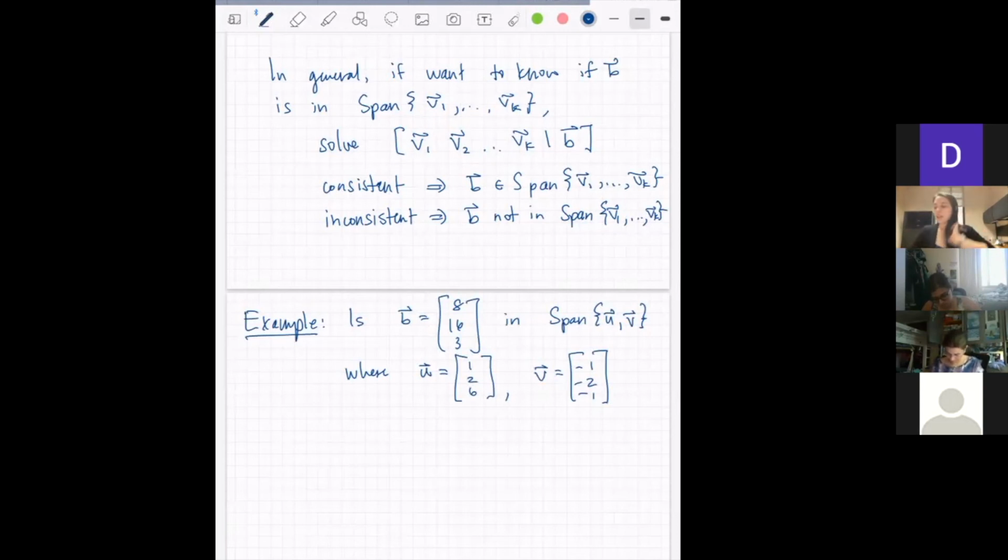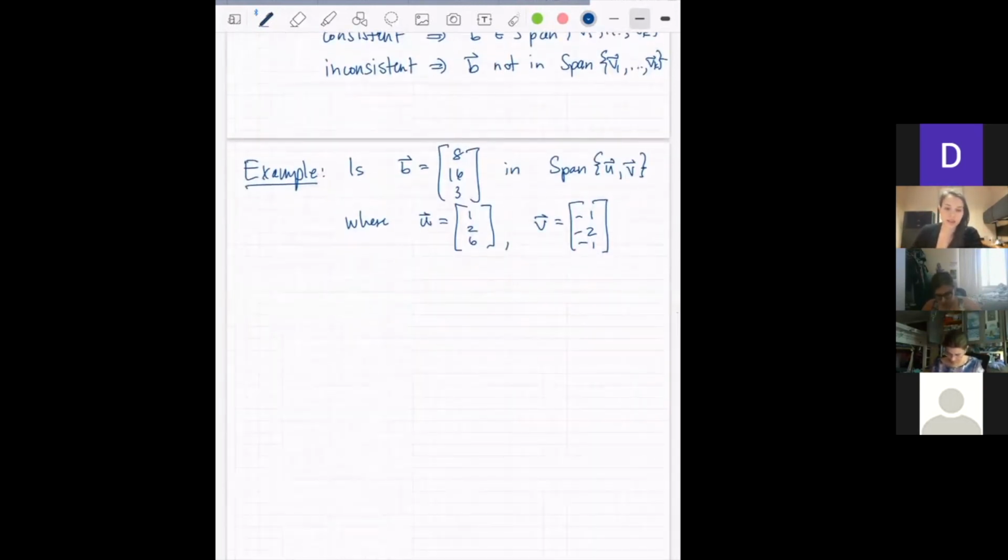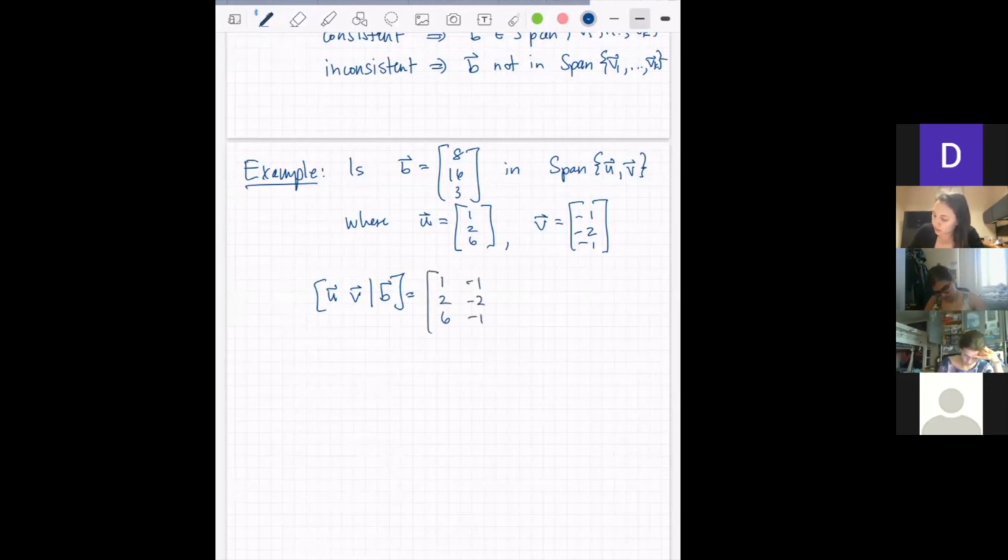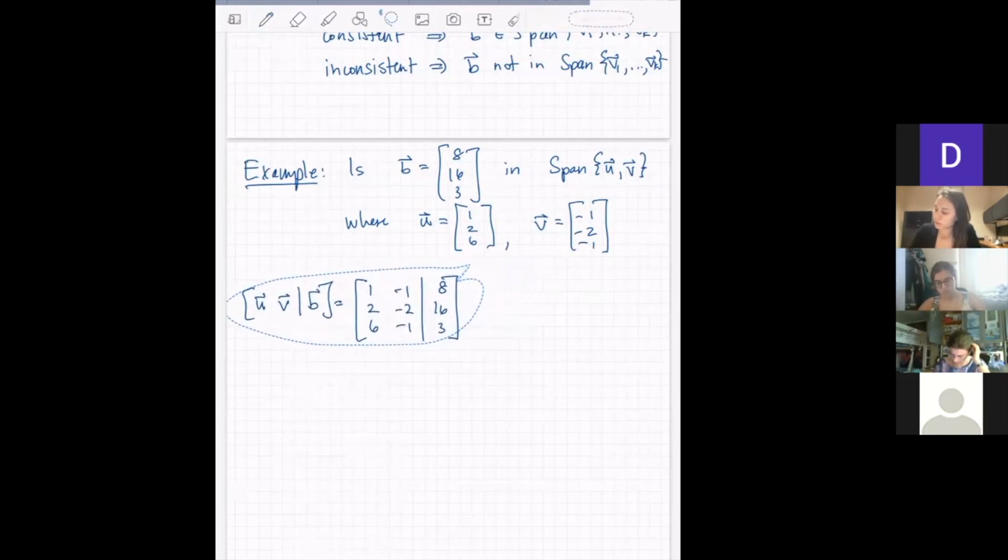So, like we said, we want to first write this as an augmented matrix. So we form that by taking u, v, and b, right? So we just stick these together in a matrix. And then we solve, right? So we just do our row operations and we try to solve this. I'm going to move this over just a little bit so I can have some room.